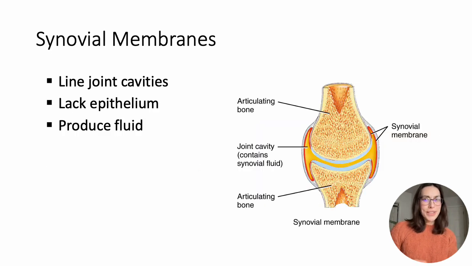Synovial membranes are very non-membrane-like, but they are these layers that line joint cavities. We will talk about them a lot in a future chapter, but one thing you need to know for now is that they do not have any epithelium at all, unlike all the other membranes we've looked at so far, or all the other membranes we will look at. And they also produce fluid for various purposes. These joint cavities have a very specific function for the health of the joint, and we'll discuss it in a future lecture.